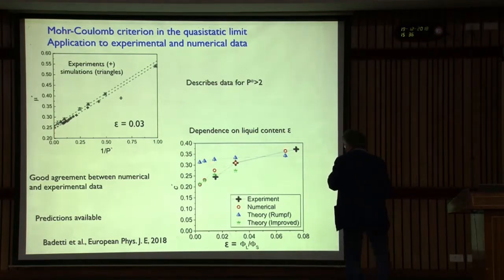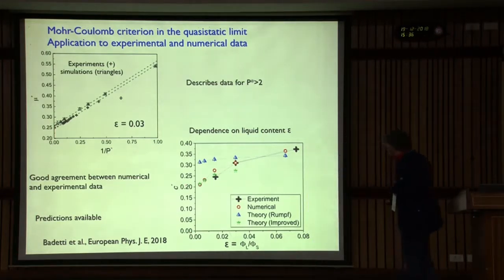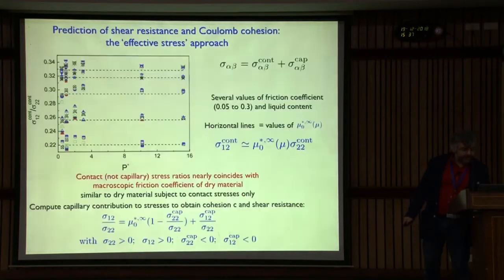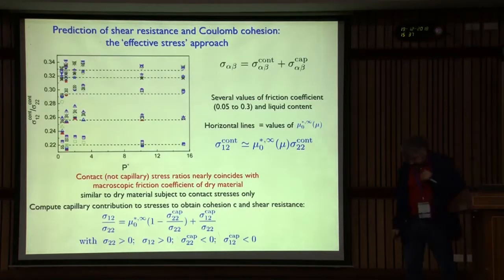Now, this is how it varies with liquid content. It increases. Numerical results are red dots. Experimental ones are these plus signs here. Well, this nicely agrees. And other symbols refer to theoretical predictions, which I would like to present very briefly. And how can we predict that?